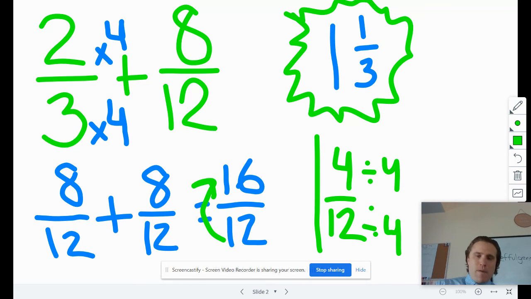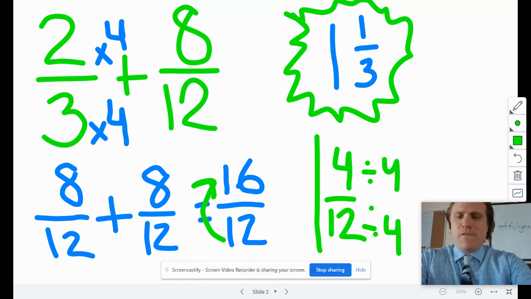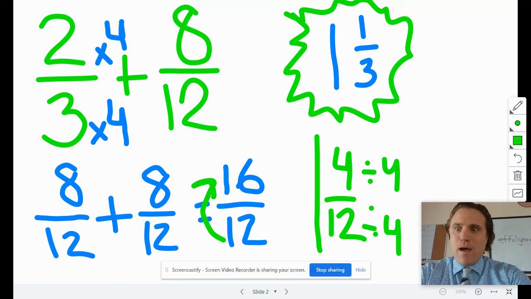Okay. So remember, the most important thing is we have to make the denominators common if we're going to add or subtract these things. It's pretty simple. It's a little bit of work. This is what I tell my 5th grade students. You're going to have to do the math.